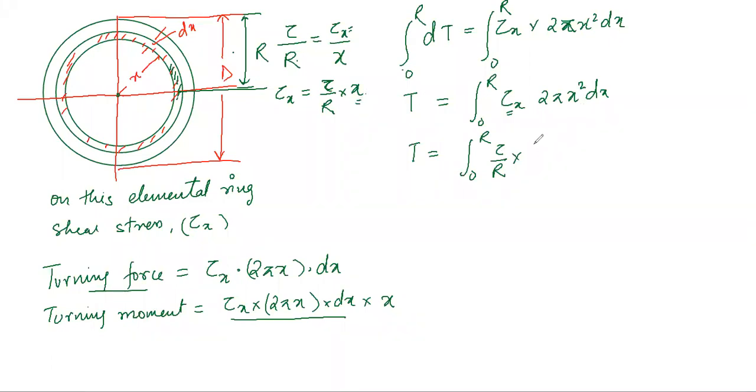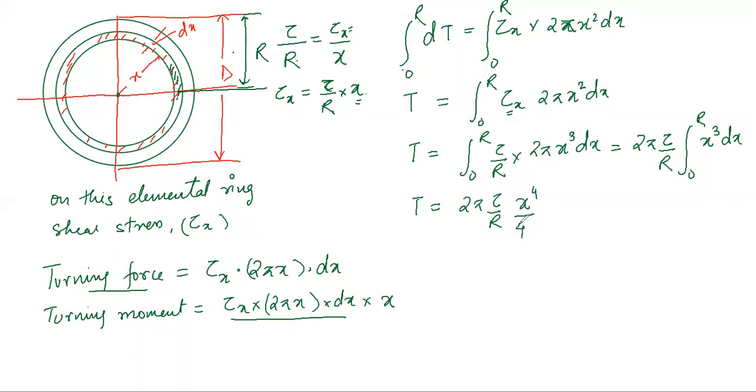So we can replace tau with tau by r into x. This x value multiplies, and what do you get? 2 pi x cube dx, which is also written as 2 pi tau by r integral 0 to r of x cube dx. As soon as you integrate it, what you will get is 2 pi tau by r x to the power 4 by 4, right? Which is also written as tau by r 2 pi r to the power 4 by 4, right? So T can be written as tau by r into IP.